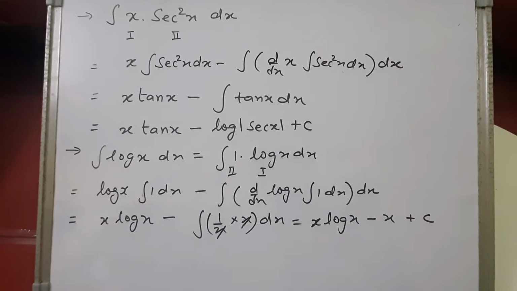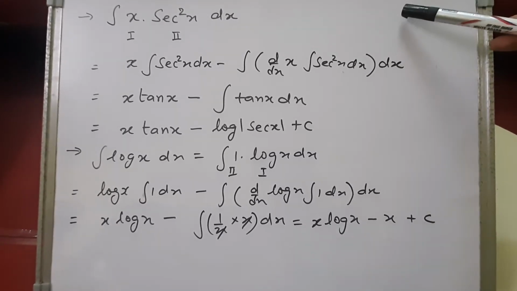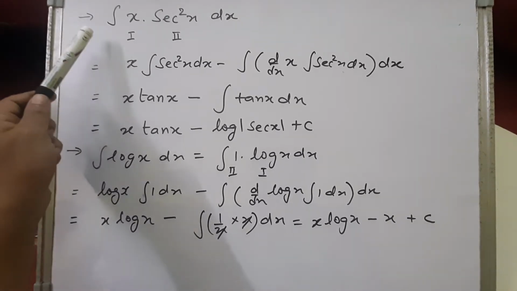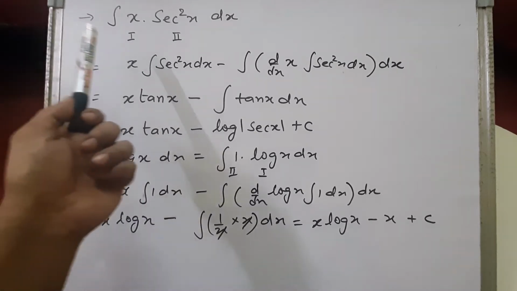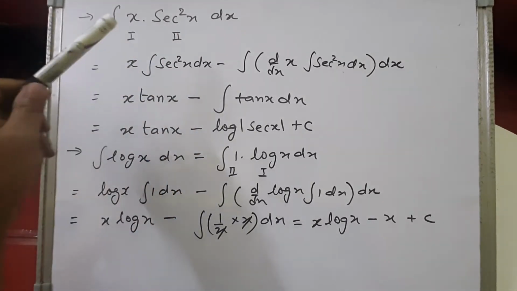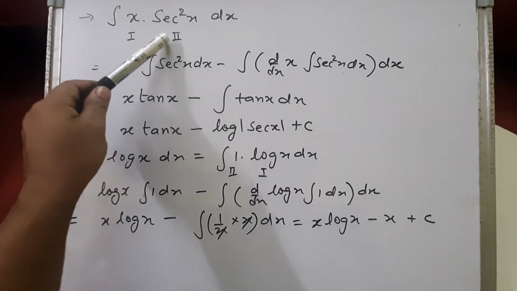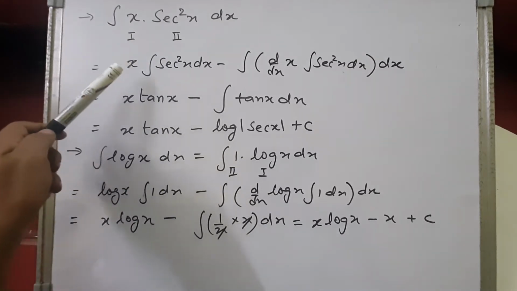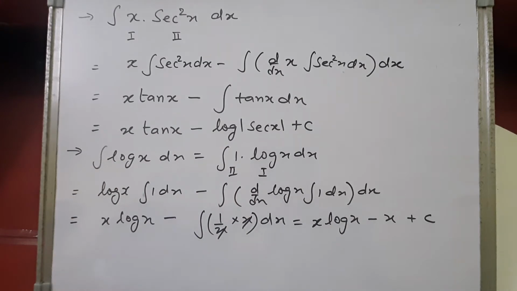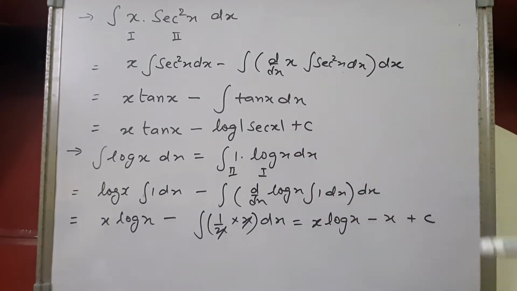Okay children, let's see a few sums so that we can understand the topic more clearly. Here we have to integrate x sec square x with respect to x. Here x is an algebraic function and sec square x is a trigonometric function. So according to ILATE, the first function will be algebraic and the second function will be trigonometric. So first function, integration of second function dx, minus d by dx of first function, integration of second function, to the whole integration.